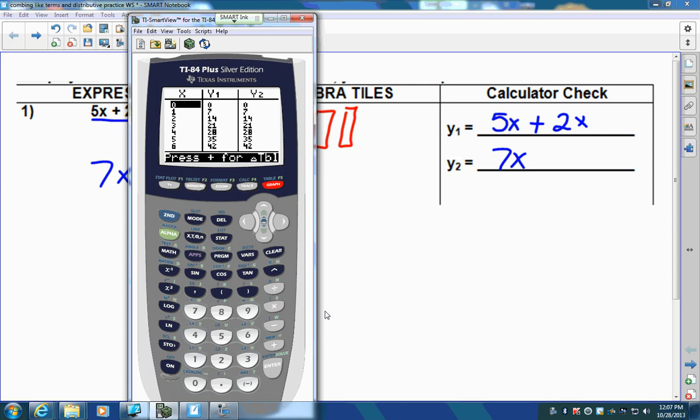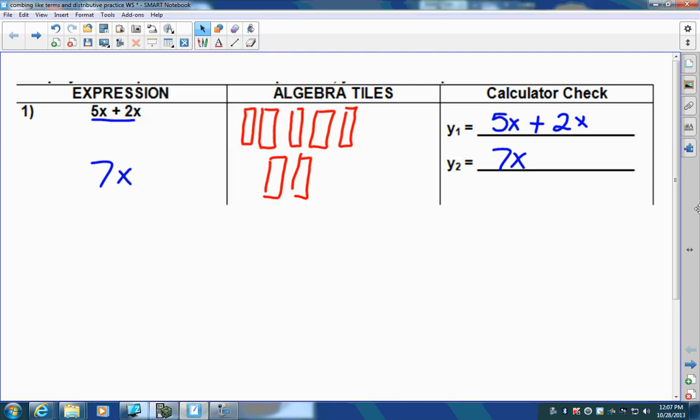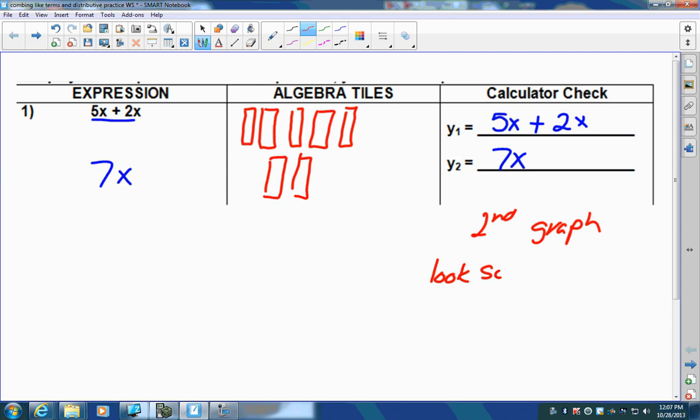The way you know you're right when you check an expression is if all of y1 and y2, these 2 columns, are the same. Are all the numbers the same in y1 and y2? Do they look the same? Yes, they are. That's how you know you're correct. Okay, so you put them into y equals, you press second graph, and you look. So all the numbers in y1 equal y2 the whole way down.